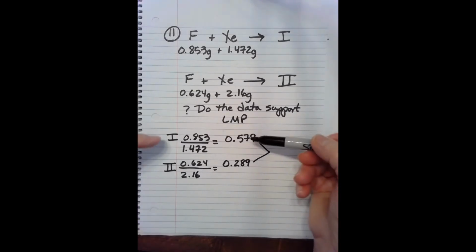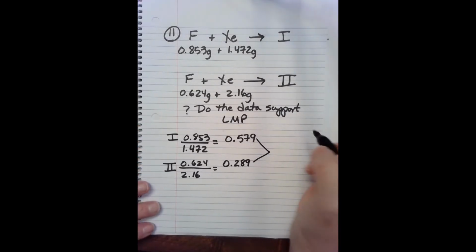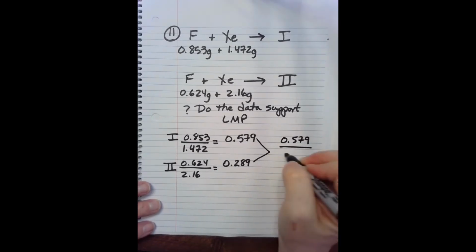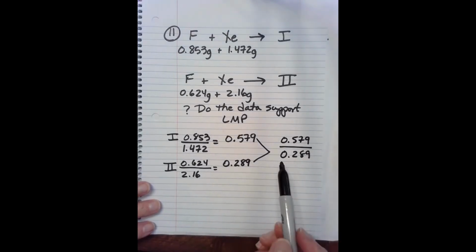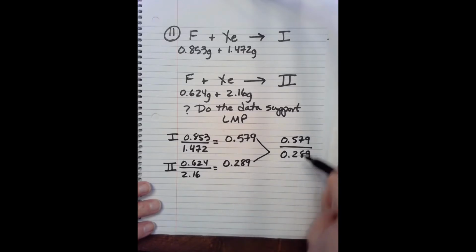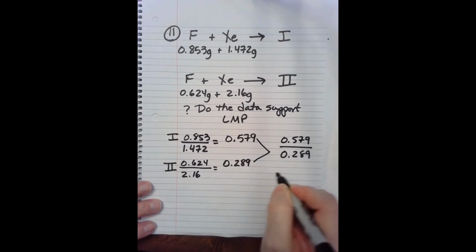Since I'm going to do compound 1 to compound 2, I'm going to go 0.579 divided by 0.289. I do that because I want to divide them both by the smallest, because if I do this, that would give me 1, and that would be the ratio. So this one divided by that gives me some number, and that divided by that gives me the number 1. So that's how I could write the ratio. When I put in 0.579 divided by the smaller one, this gives me the number 2.